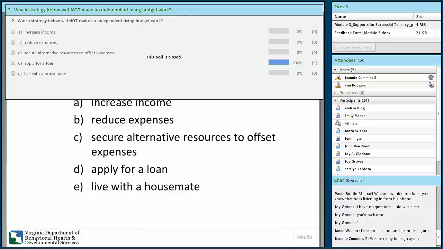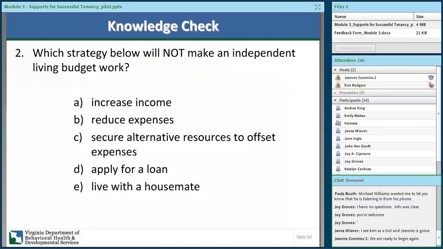Okay. All of our respondents answered D, applying for a loan. And that is correct. A loan has to be paid back, often with interest, which will further burden the individual's budget. So instead, community housing guides can help individuals find ways to increase their income, reduce their expenses, secure alternative resources to offset expenses, or suggest living with a housemate who can share certain expenses.